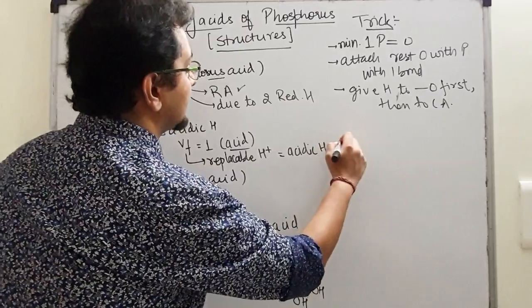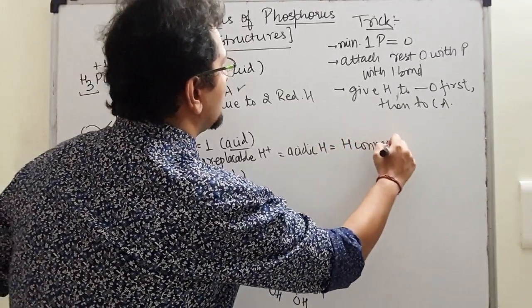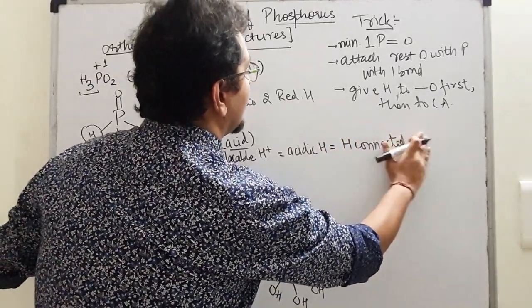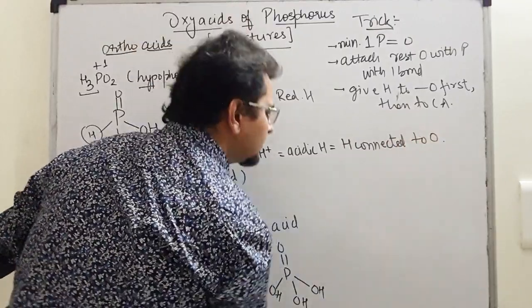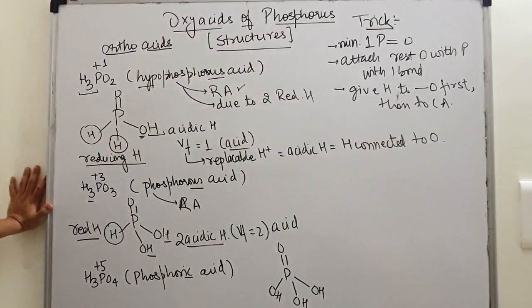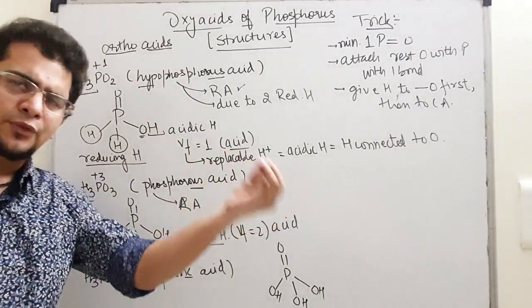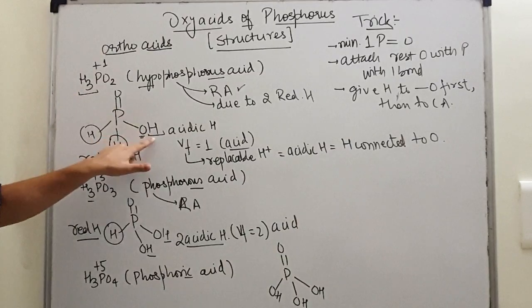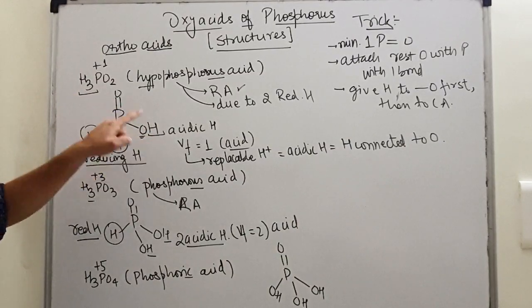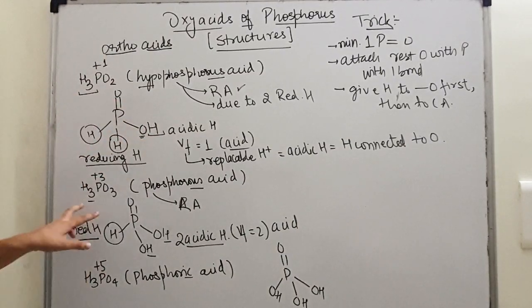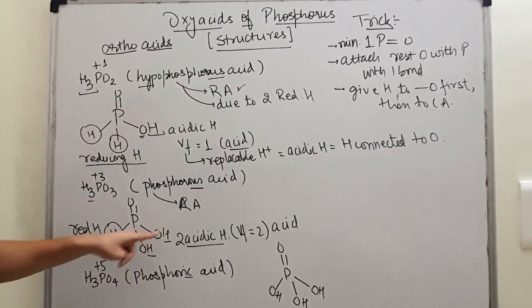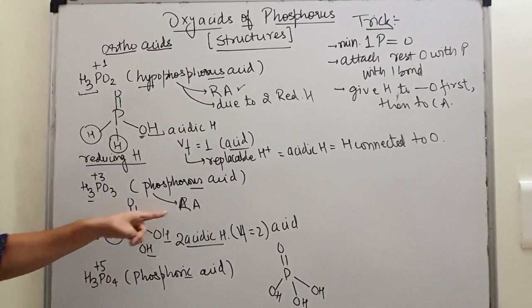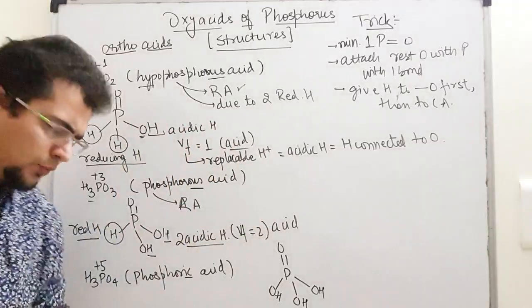Acidic hydrogen means hydrogen connected to a more electronegative atom like oxygen. Other atoms are also there, but right now we are talking about oxyacids, so oxygen. Hydrogen connected to oxygen is the acidic hydrogen. The number of acidic hydrogens is the valency factor for these acids. So valency factor 1: there are 3 hydrogens, but connected to oxygen only 1. In H3PO3, there are 3 hydrogens, but only 2 are connected to oxygen. Only 2 acidic hydrogens, so valency factor 2.